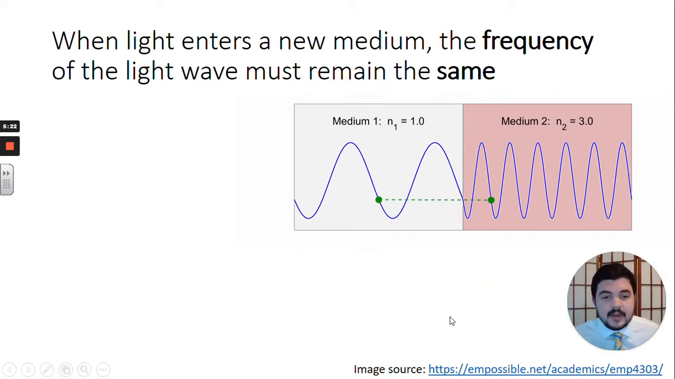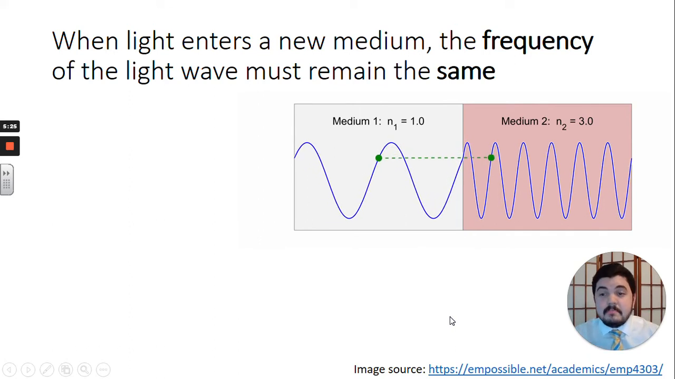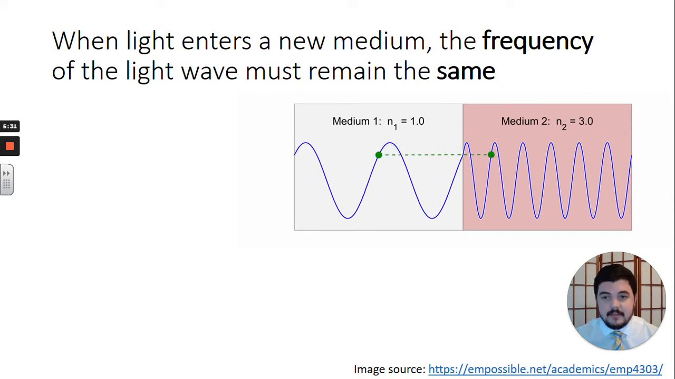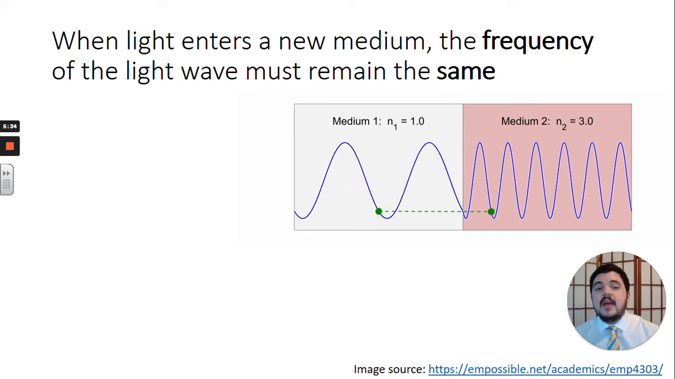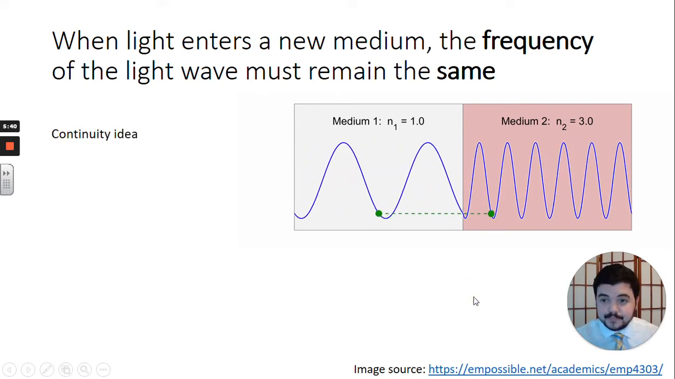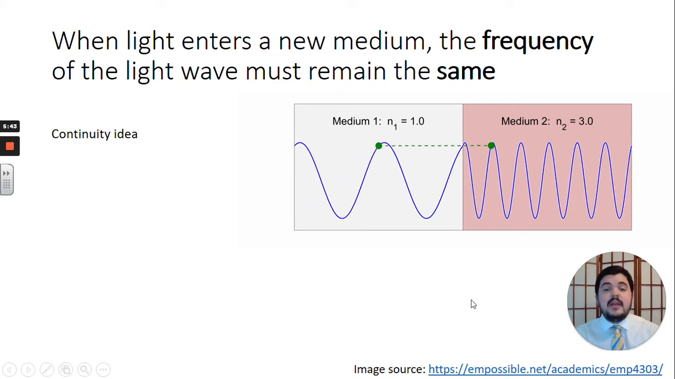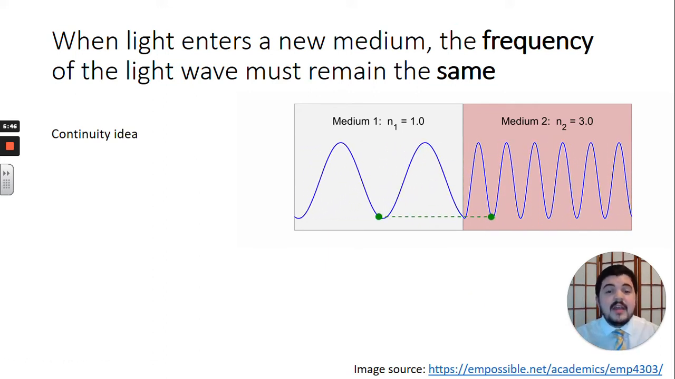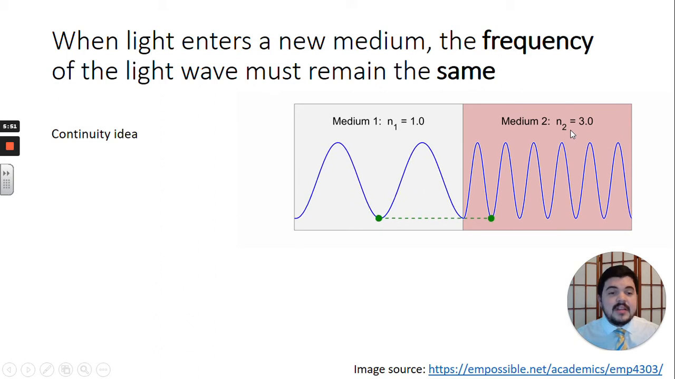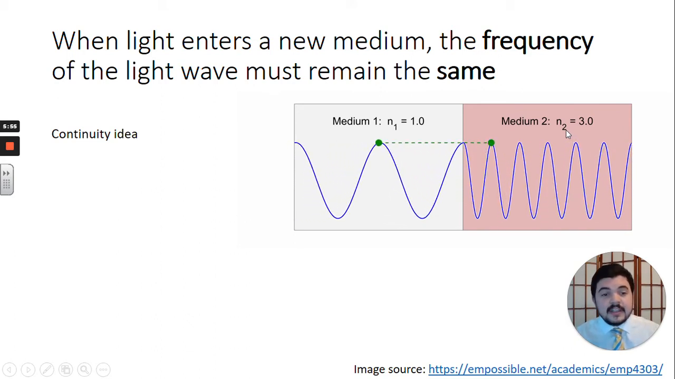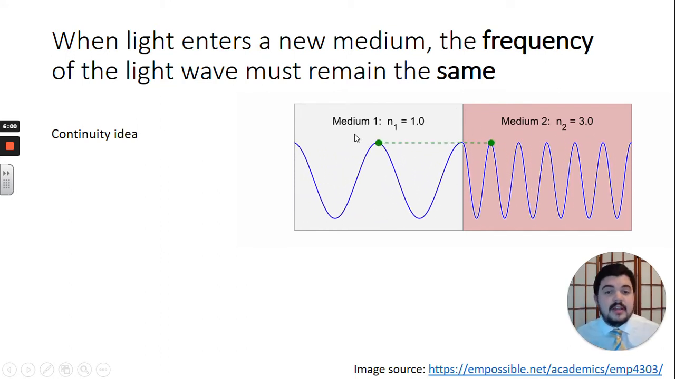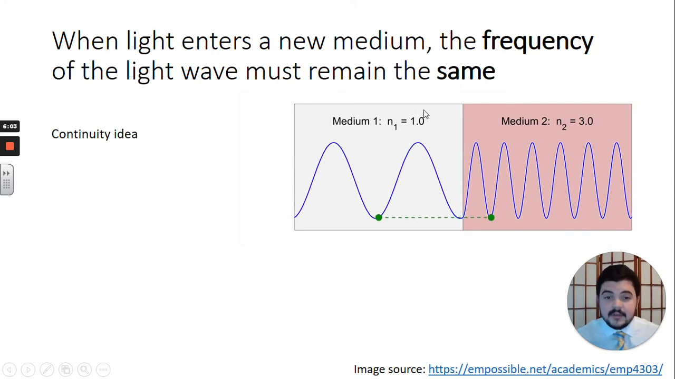Now, here's an idea we need to wrap our mind around. When light enters a new medium, the frequency of the light wave must remain the same. Let's think about why. It's an idea of continuity. Here we see this picture, we've got an incoming light wave. It's in medium 1, which is a vacuum, index of refraction 1. That enters a material which is 3 times as optically dense as medium 1. Medium 2's index of refraction is 3 relative to medium 1's 1.0 index of refraction.